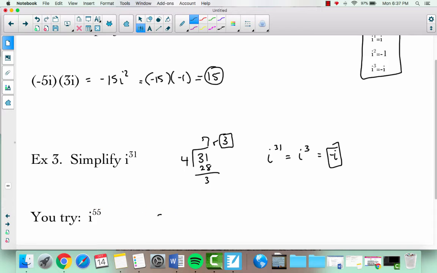So remember, you're going to take 55 divided by 4, figure out what your remainder is, and it should be 0, 1, 2, or 3. So it needs to match one of those 4 options. Once it matches one of those 4, you can reduce it down, and you're done.